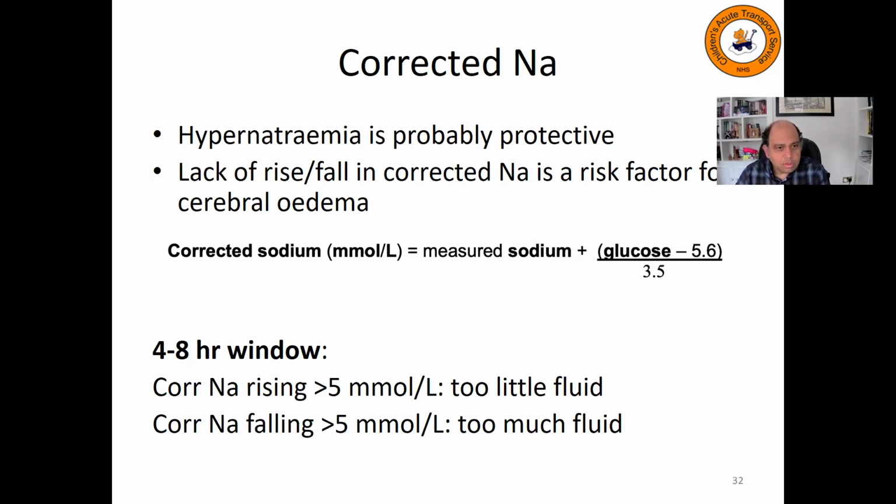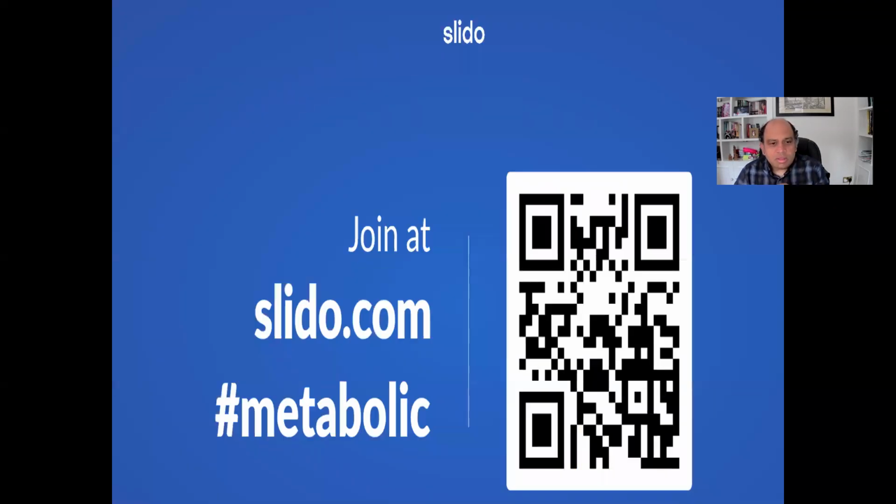So what we would do is to measure the corrected sodium as the measured sodium plus the compensation for the glucose. And over a 4 to 8 hour window, if the corrected sodium is rising very high, with a measurement of more than 5 millimoles per liter over that window, probably there is too little fluid being given. And if it's falling at a rate greater than 5 in that 4 to 8 hour window, there is probably too much fluid. So a lack of a rise or a fall in corrected sodium is a risk factor for cerebral edema. And that's why we calculate corrected sodium.